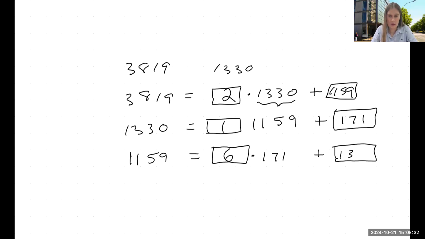So for students who are watching this, who are wondering where these numbers are coming from, just take the bigger number, divide by the smaller number. The whole number that you get is what we're multiplying. So 1159 divided by 171 is 6 point something. So the 6 goes in the first box, and then we find the remainder by subtracting.